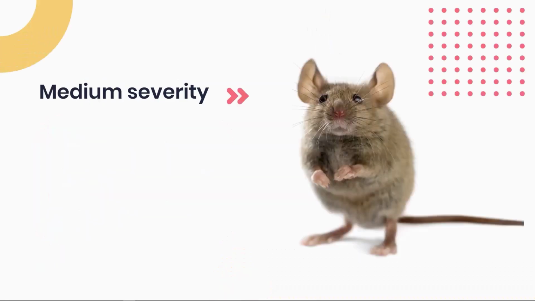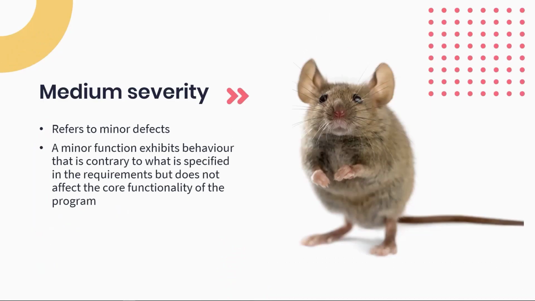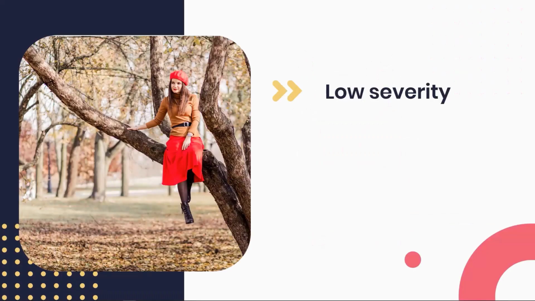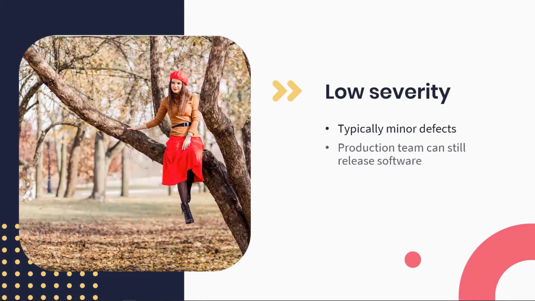Medium severity defects refer to minor defects. A minor function exhibits behavior that is contrary to what is specified in the requirements, such as an about page that doesn't work. The information contained on this page is still important but does not affect the core functionality of the program. Low severity defects are typically minor defects that the production team can get away with and release the software anyway, such as text that is not properly aligned.